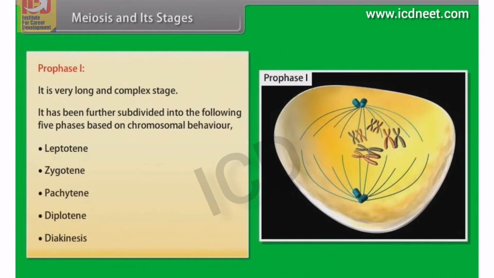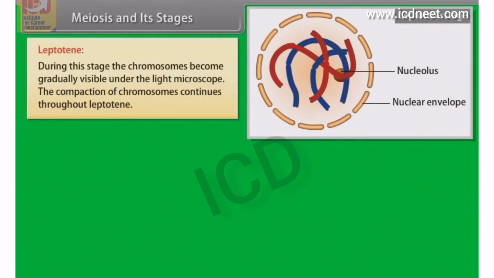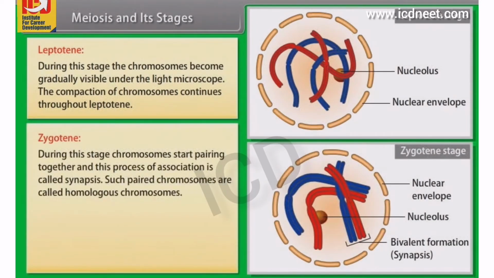During the leptotene stage, the chromosomes become gradually visible under the light microscope. The compaction of chromosomes continues throughout leptotene. This is followed by the second stage of prophase I called zygotene. During this stage, chromosomes start pairing together, and this process of association is called synapsis. Such paired chromosomes are called homologous chromosomes.